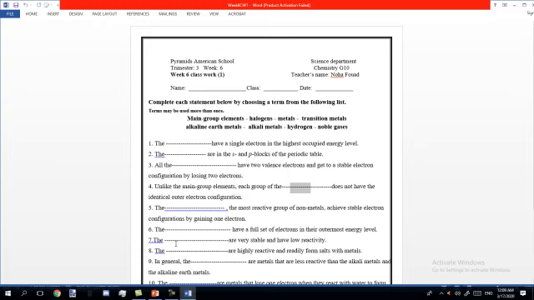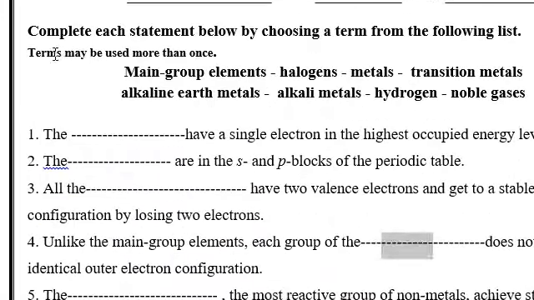Number 7, the dash are very stable and have low reactivity. Don't forget that we said before that the terms may be used more than once. So what are the very stable elements which have very low reactivity? Again, they are the noble gases. Number 8, the dash are highly reactive and readily form salt with metal. Who forms salt with metal? And as we said, they are the halogens. Yes, you are right, the halogens make salt with metal.